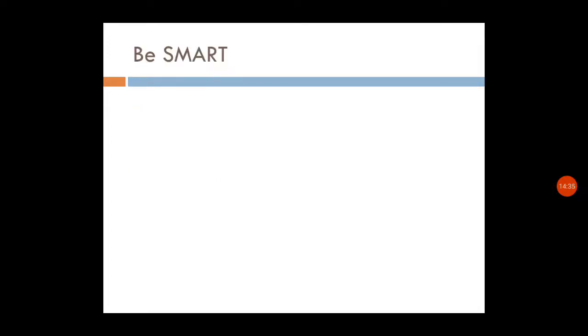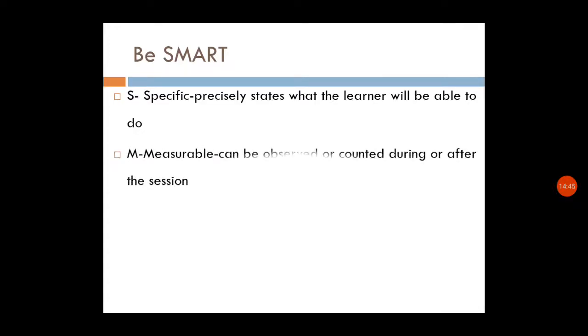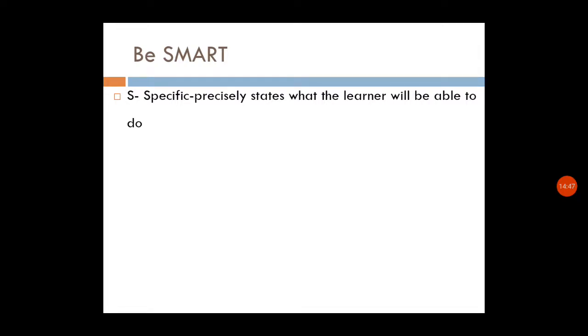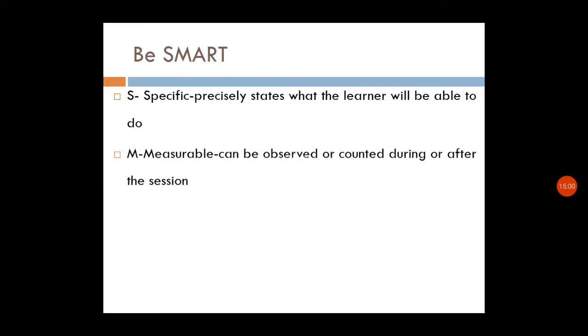And one more thing: educational objectives should be SMART. That is a quality of an objective. SMART means it should be specific, it precisely states what the learner will be able to do. So it should be specifically written what behavior we are expecting from the student, what they should do. It should be measurable, it can be observed or counted during or after the session.